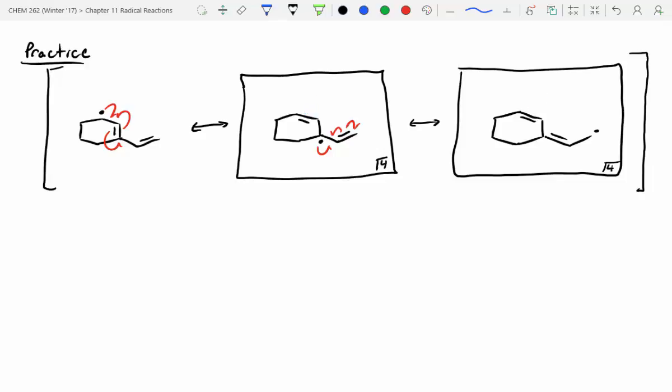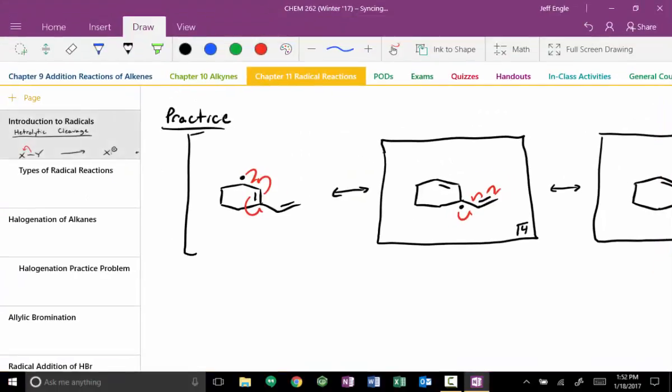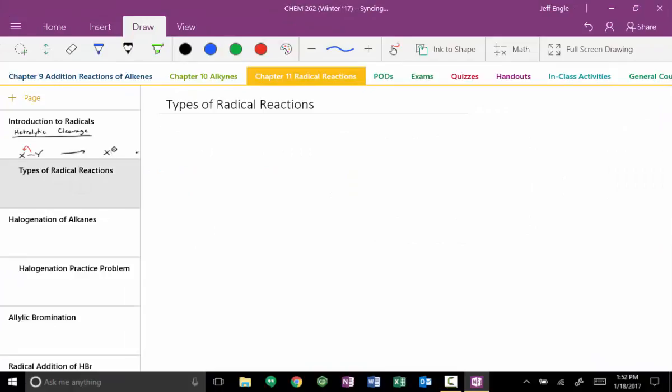And we'll come back to these allylic structures, I think, tomorrow. There's a unique type of radical reaction involving allylic radicals. But let's talk a little bit about some common types of radical reactions. And I'm going to introduce some terms. The first one involves radical cleavage.